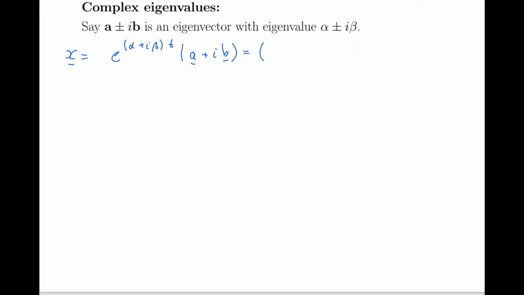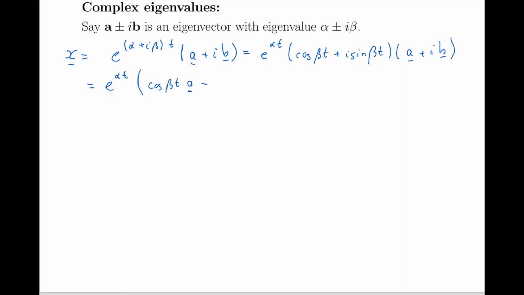Let's expand that out. That is e to the alpha t times e to the i beta t, which I can write using Euler's formula as cos beta t plus i sine beta t, times a plus ib. Remember how to multiply complex numbers. The e to the alpha t is just out in front. I get, for the real part, cos beta t times a minus sine beta t times b, and for the imaginary part, sine beta t times a plus cos beta t times b.